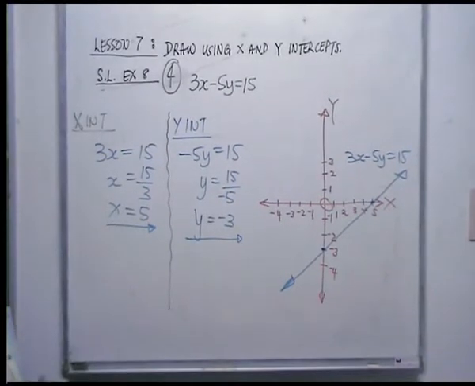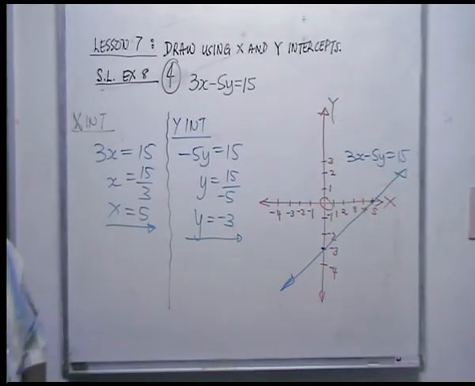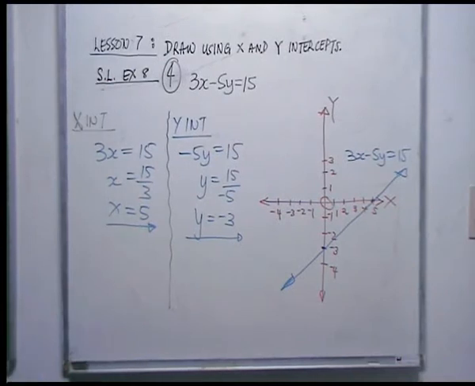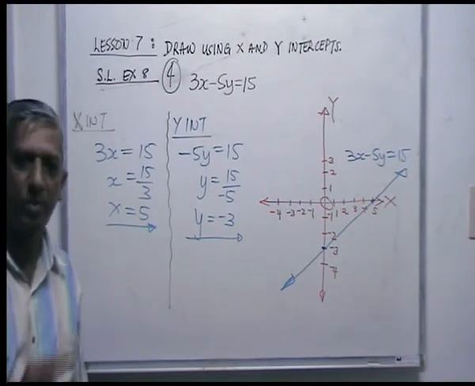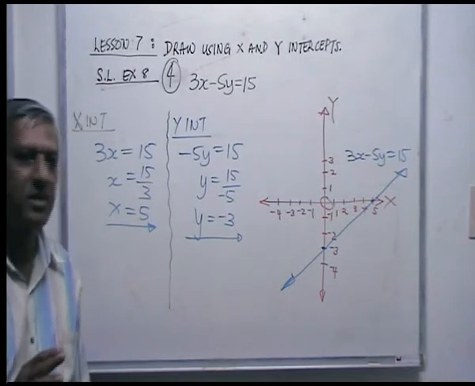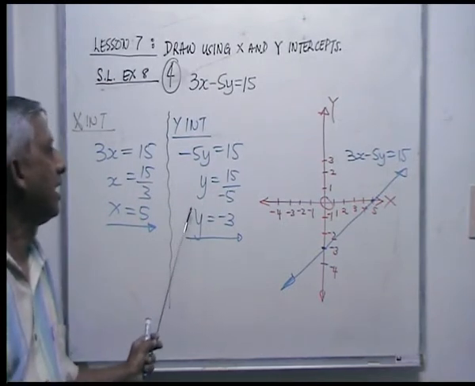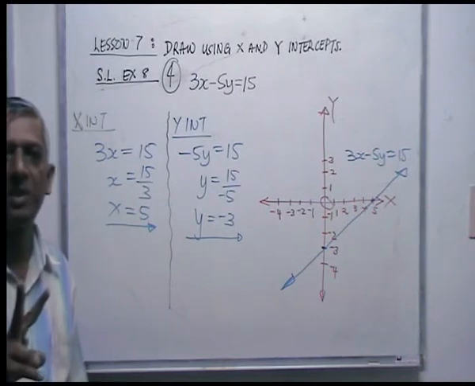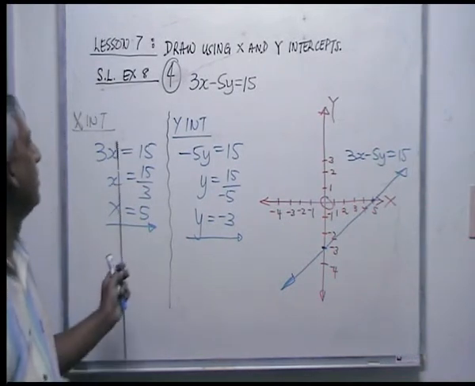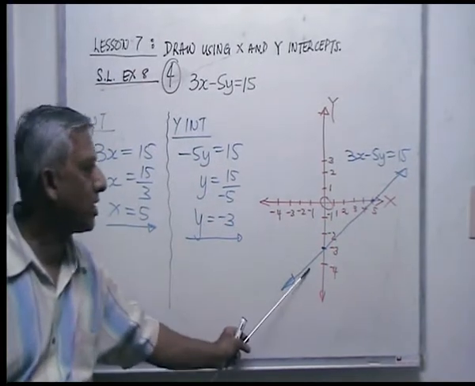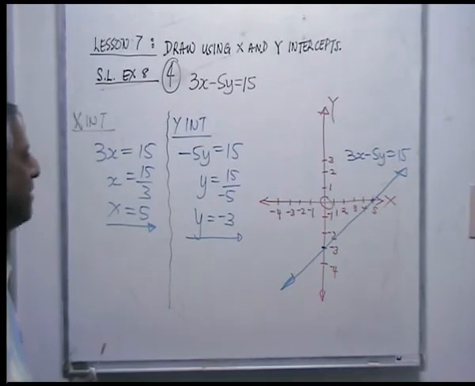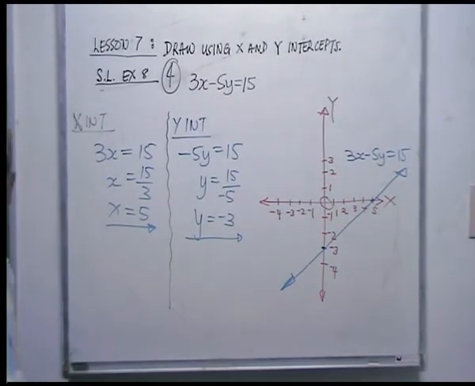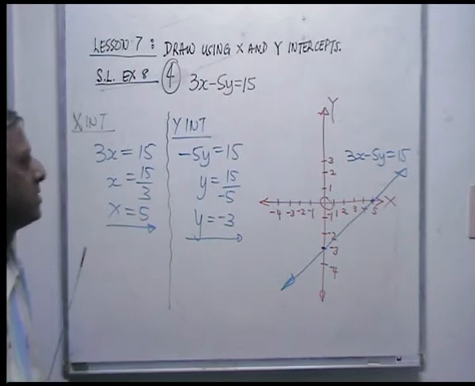Alright, so that brings us to the end of lesson 7, which is drawing straight lines using x-intercept and y-intercept. Now, what's going to happen in the examination is you must be careful. You've got to know both methods, because there are certain graphs you cannot draw using x-intercept and y-intercept. But most of the time, you will use x-intercept, y-intercept, draw your graph very quickly and save time and use more time for thinking. But remember, you have to know both methods.